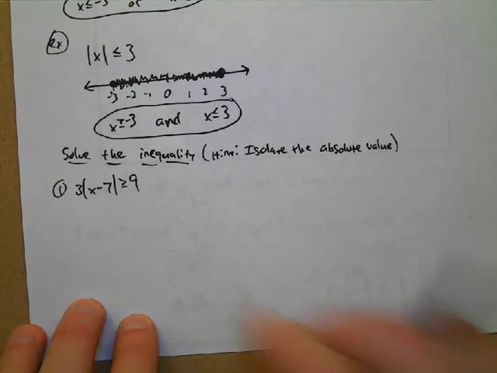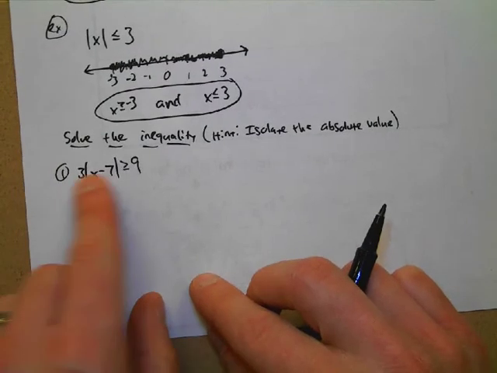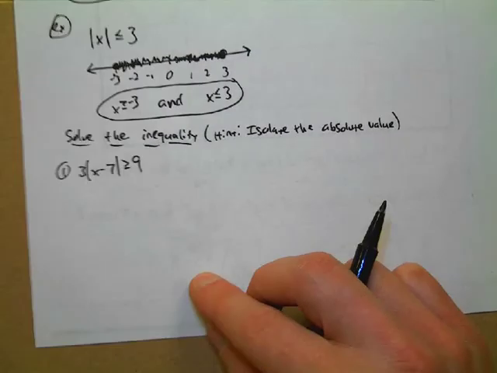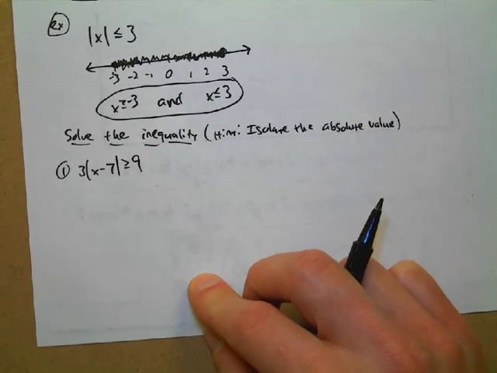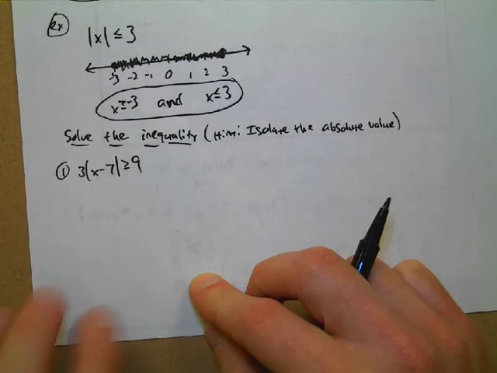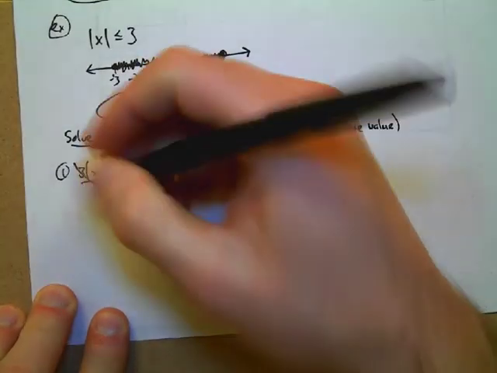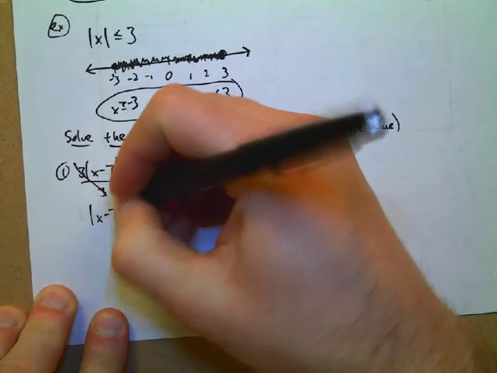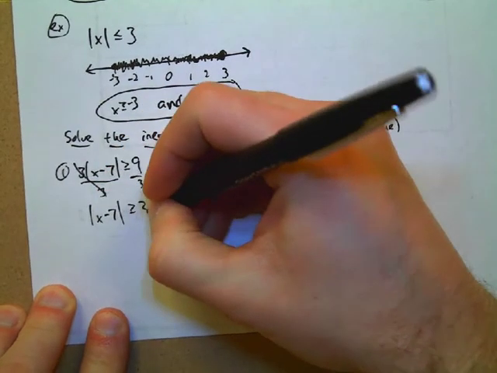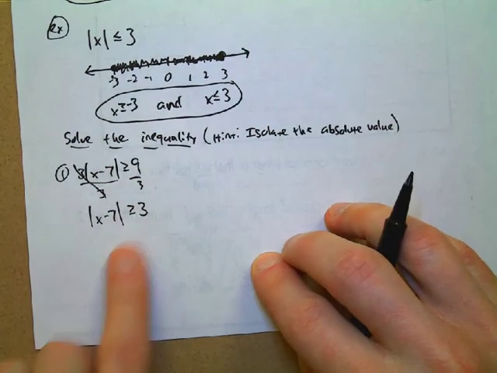So, Luke L, to solve this inequality, what would be a good first step to do? Divide by 3. Yeah, exactly right. Divide both sides by 3. You got it. Okay, I'm going to write that in here. So 9 divided by 3 gives us 3.